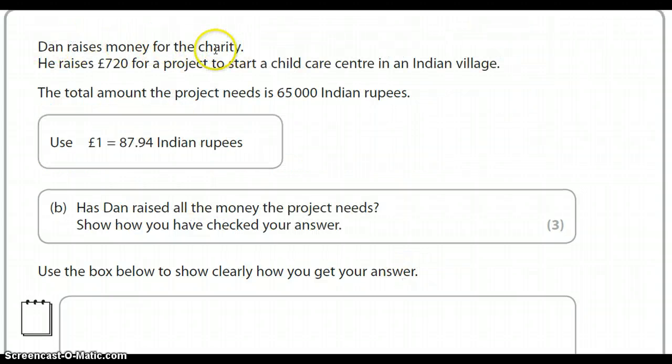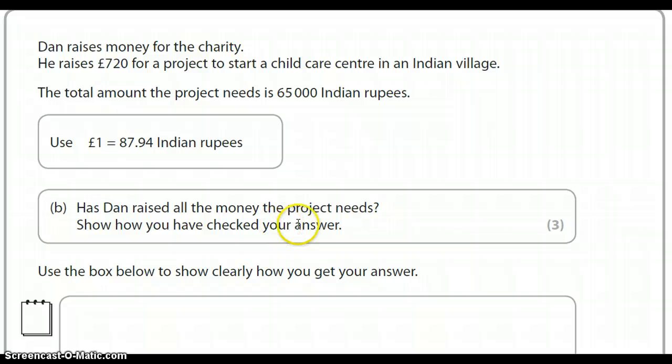Dan raises money for the charity. He raises that amount for a project to start a childcare centre in an Indian village. The total amount the project needs is that amount Indian rupees. Use £1 equals that amount Indian rupees. Has Dan raised all the money the project needs?